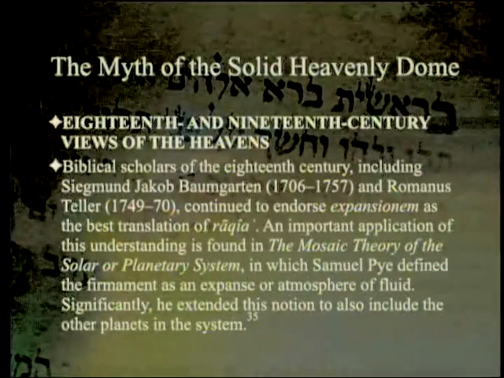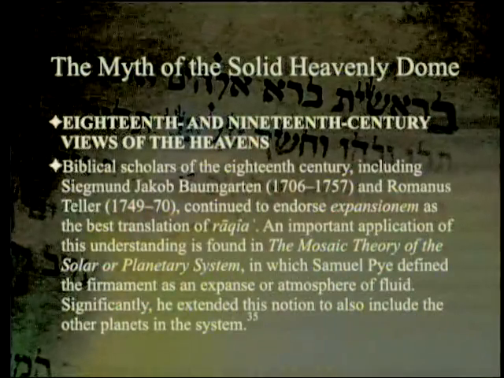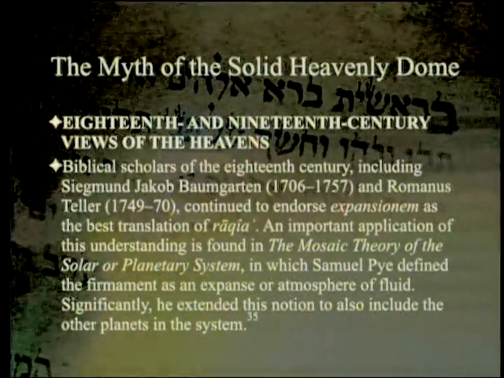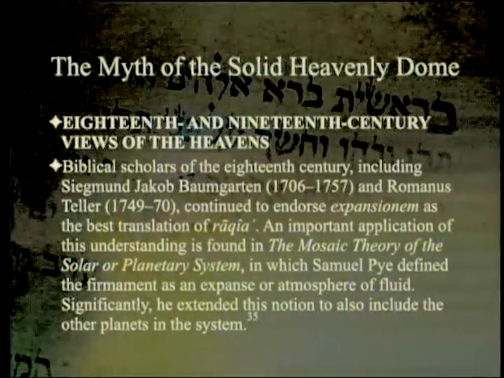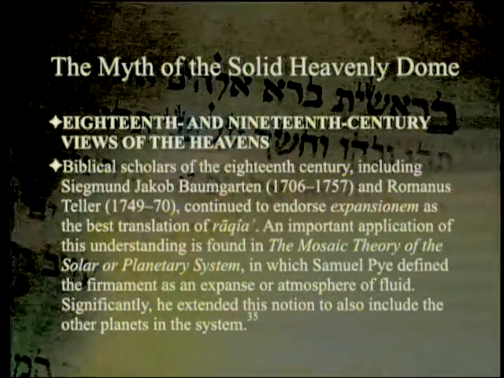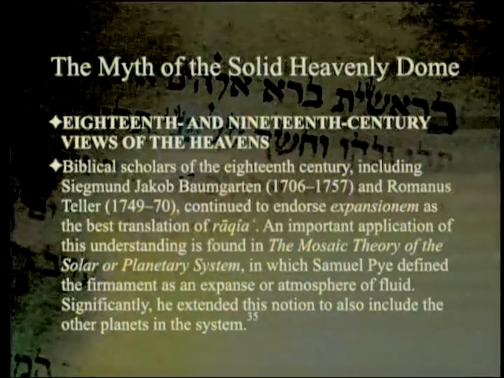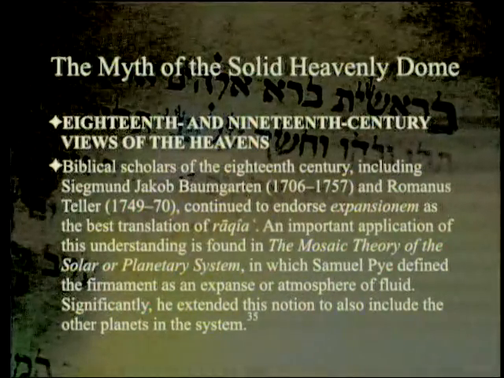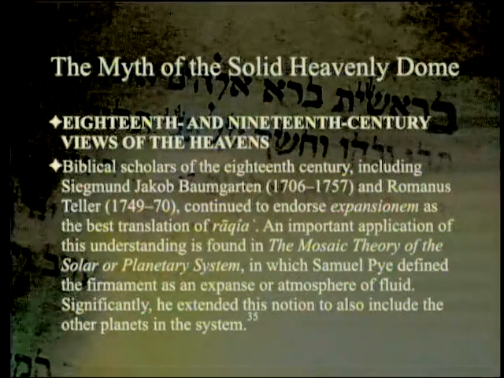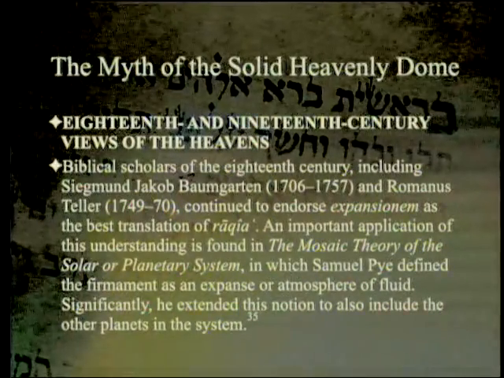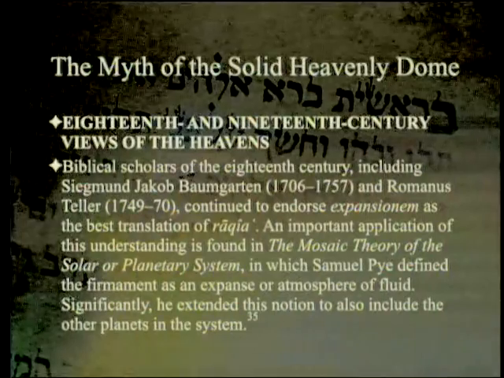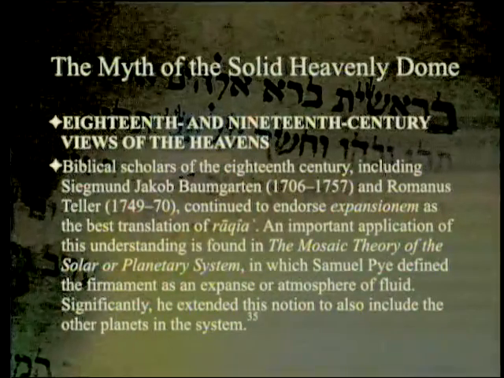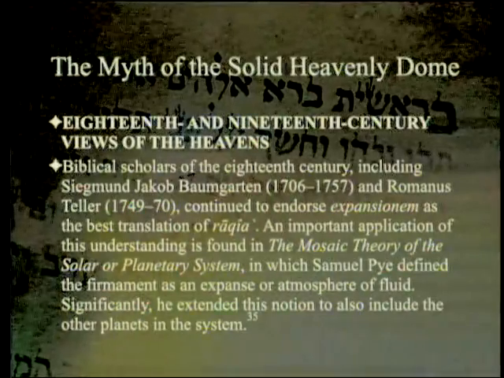18th and 19th century views of the heavens. Biblical scholars of the 18th century, including Sigmund Jakob Baumgarten and Romanus Teller, continued to endorse expansion as the best translation of rāqîaḥ. An important application of this understanding is found in the Mosaic theory of the solar or planetary system, in which Samuel Pye defined the firmament as an expanse or atmosphere of fluid. Significantly, he extended this notion to also include the other planets in the system.